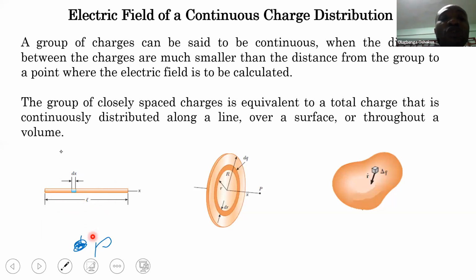When we determine the contribution of each of the fragments to this particular point P, then we can say that we have found the contribution of all the charges distributed on this line, because electric field is a vector quantity, so it is easy for us to add up the contribution of all the elemental charges to a particular point.